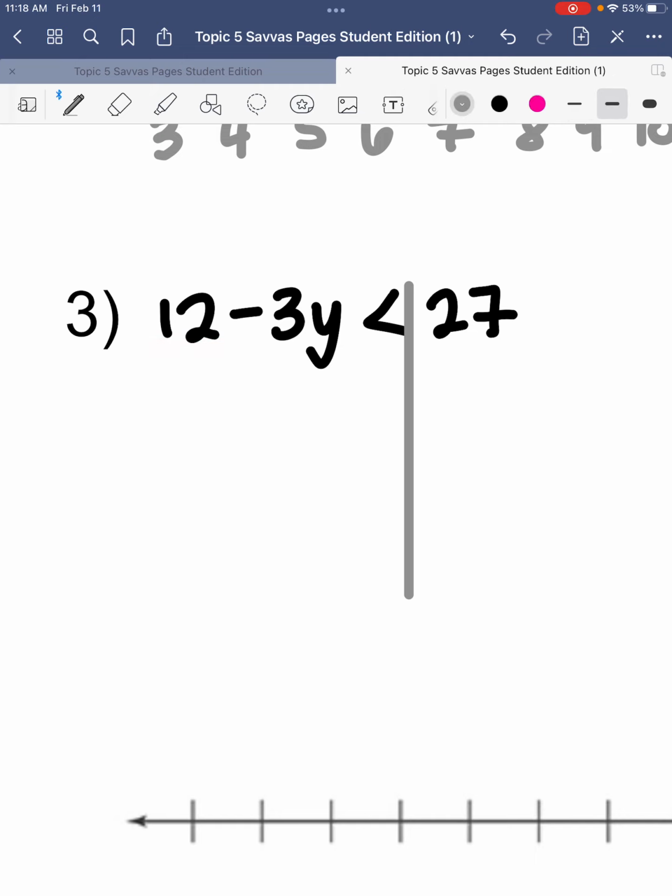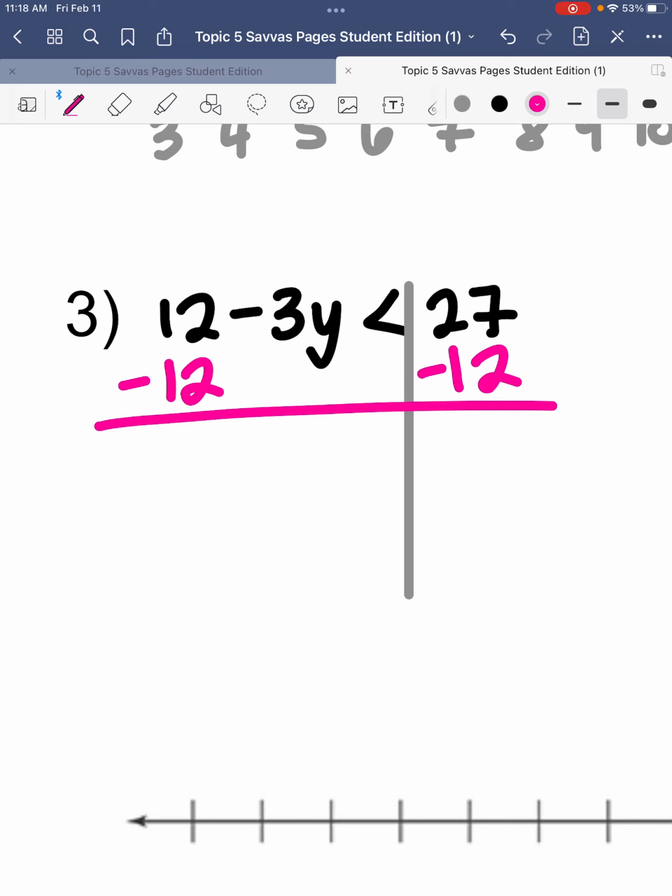It's a positive 12. So how do I undo a positive 12? I subtract 12, and I do that on both sides. Now on the side with my y, my 12s cancel out and I can bring down negative 3y. Now subtracting 12 did not make me flip my symbol, so it stays less than. And 27 minus 12 is 15.